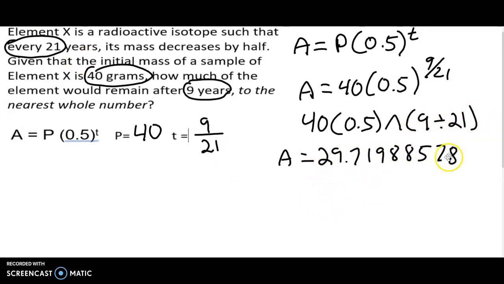We get this long decimal. And in this case, they want us to round to the nearest whole number, which is this 9 here. So we look to the right. 0.7 is 5 or higher. So we round up to 30. And that's it. That is finding half-life.